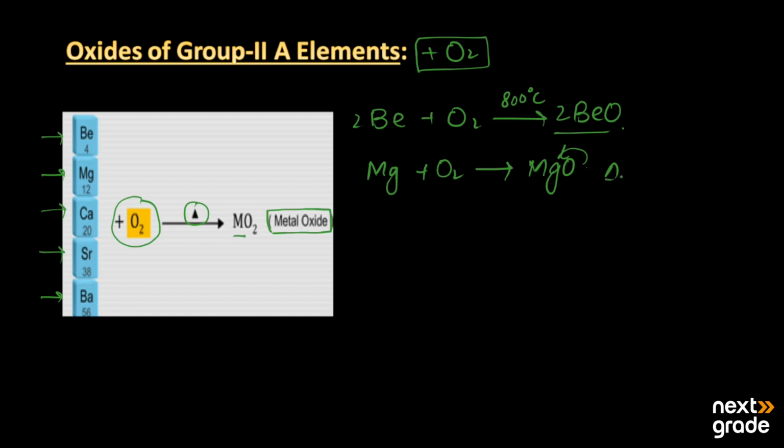On the other hand, when we have barium, it reacts with the oxygen, and here the temperature that we need is almost 500 to 600 degrees Celsius. It forms an oxide product which is barium peroxide. This is a peroxide because here the percentage of oxygen is high. These were the simple oxides of the group 2A elements.